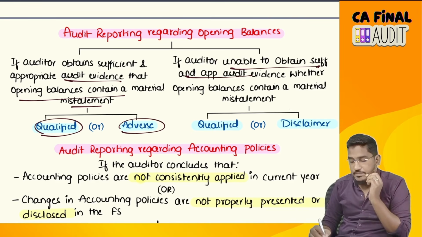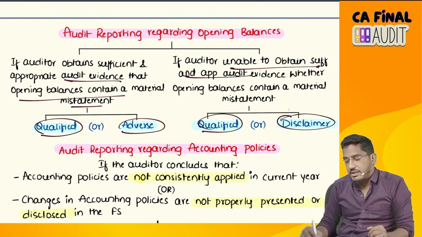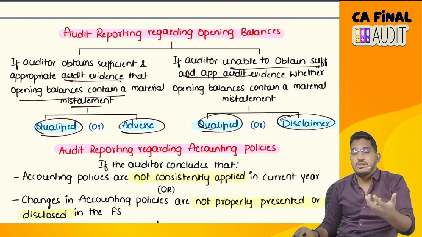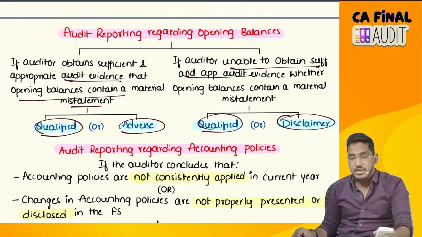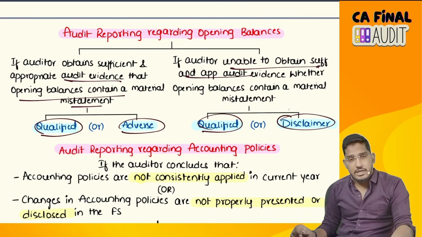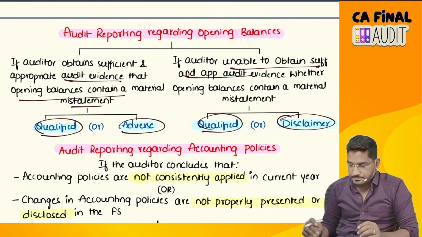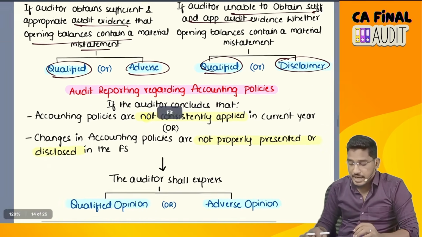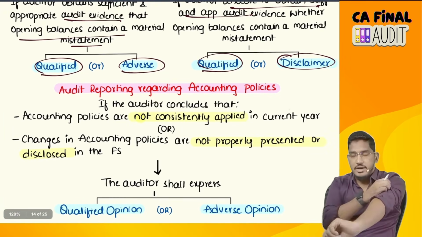If that is the case, then you are required to give either a qualified opinion or disclaimer, depending on what is the possible effect of that undetected misstatement. If the possible effect is only material but not pervasive, give qualified. If the possible effect is material and also pervasive, give adverse. Sorry, give disclaimer. And see, one more thing the standard will address.